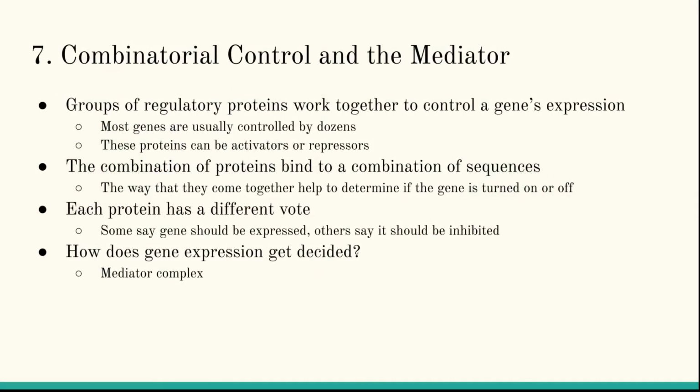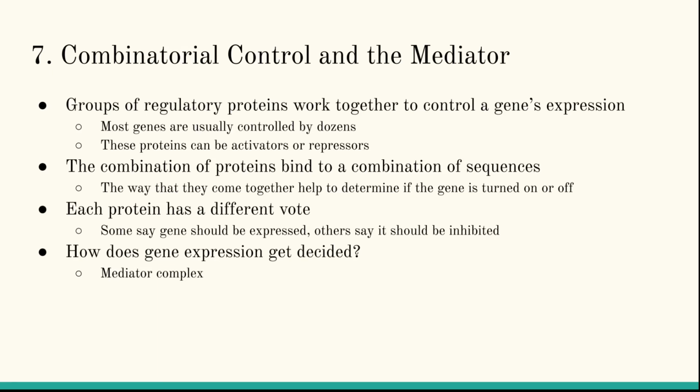Groups of regulatory proteins work together in order to control a gene's expression. Most of these genes are actually controlled by dozens. The proteins can be activators or repressors. The combination of proteins bind to a combination of sequences. The way that they come together helps to determine if the gene should be turned on or off. This is known as combinatorial control. Each protein essentially has their own vote, almost like a democracy. Some say that the gene should be expressed, while others say that it should be inhibited.